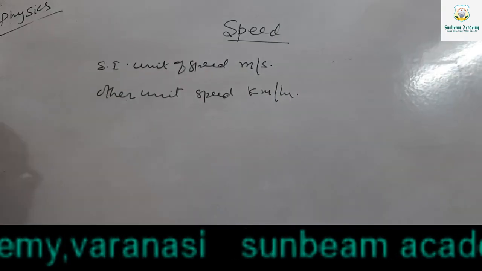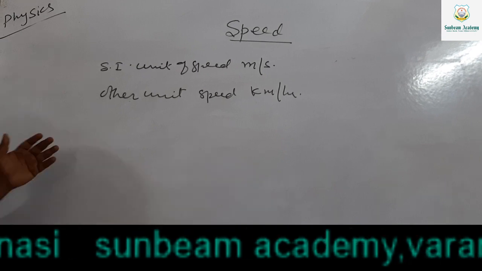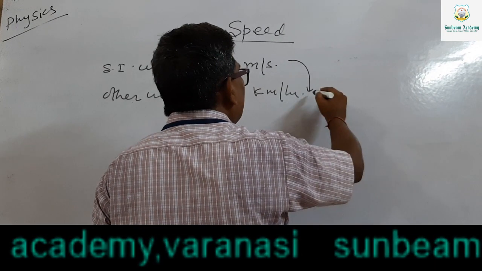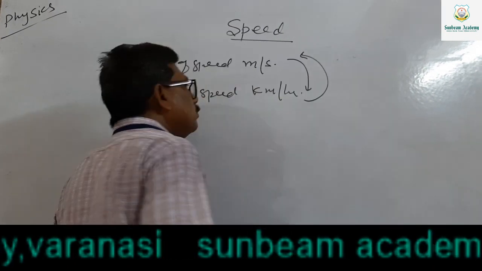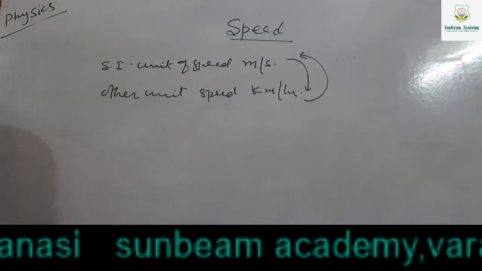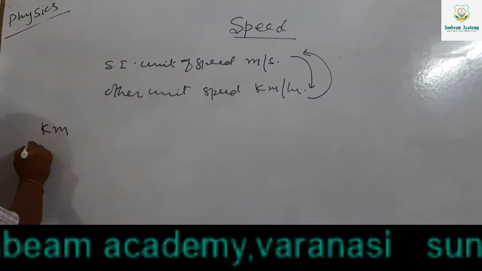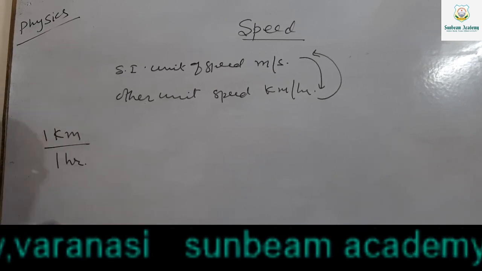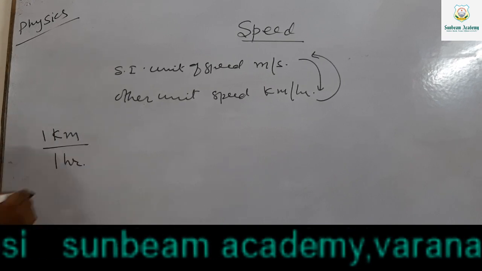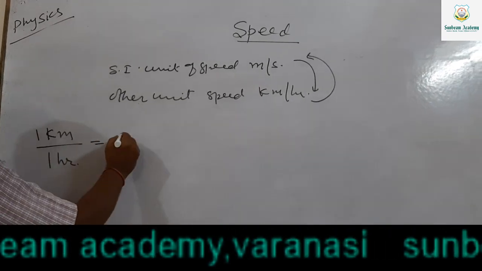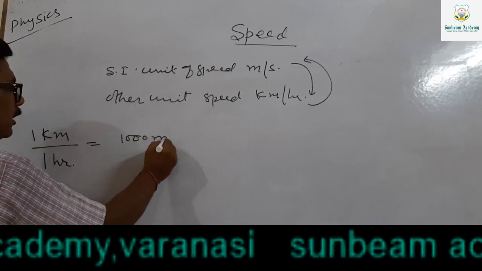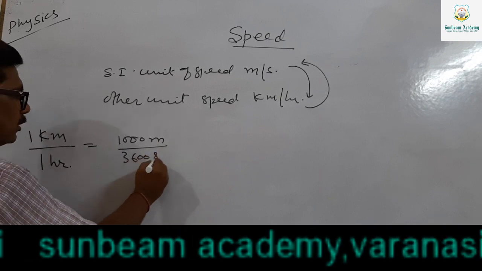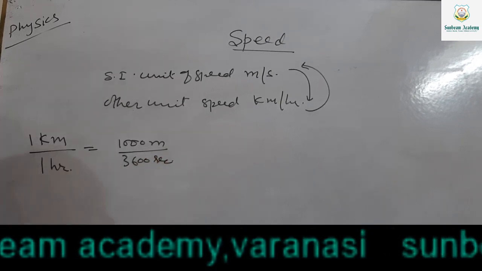Now there may be question to convert the unit from meter per second to kilometer per hour or kilometer per hour to meter per second. Now let us see kilometer per hour. Per hour means 1 hour, kilometer means 1 kilometer. You know that 1 kilometer is equal to 1000 meter and 1 hour is equal to 3600 second. You cancel this.